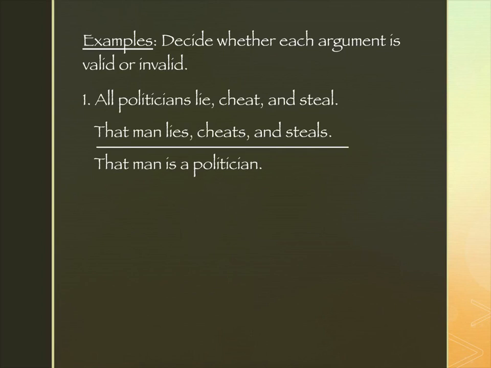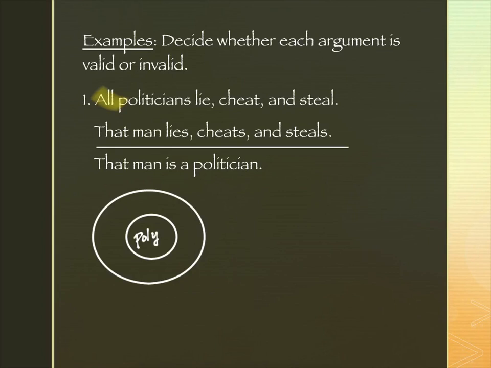So you see the magic word what? What's the magic word here that tells you how to draw your diagram? All. So what does an all Euler diagram look like? Embedded circles, yes. So we're going to have embedded circles. What's going to be on the inside of the circle? Politicians. Politicians goes in the middle. I don't have quite enough room to write, so I'm just going to write poly. Politicians are in the middle.